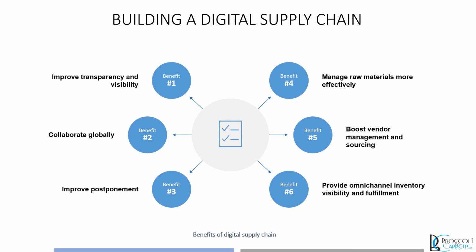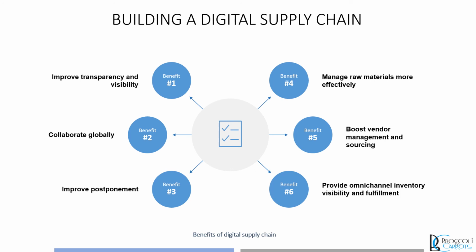Businesses should immediately implement a digital supply chain to manage disruptions. A digital solution can mitigate the impact of the coronavirus in the following ways. Number 1, it improves transparency and visibility. When planning, sourcing, design, production, and logistics are part of one connected enterprise system, retailers can thoroughly assess problems to mitigate damage. Number 2, collaborate globally.